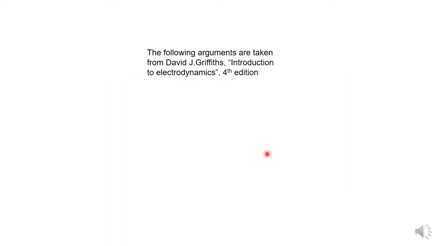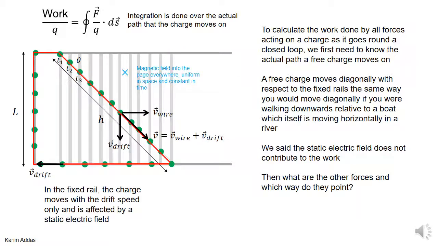The following arguments are taken from this book, which is where I got this material from. So we want to calculate the work per unit charge. The definition of the work is the integration of F dot ds around the closed path divided by the charge.